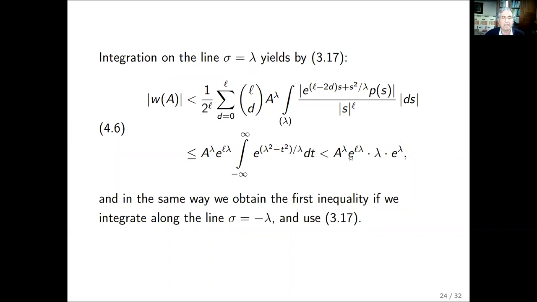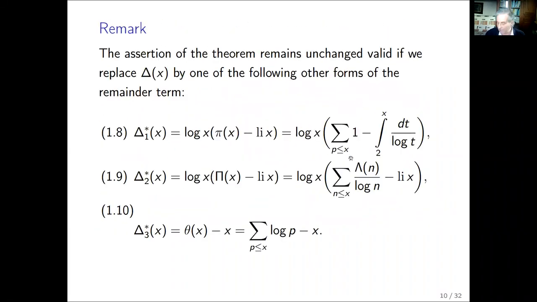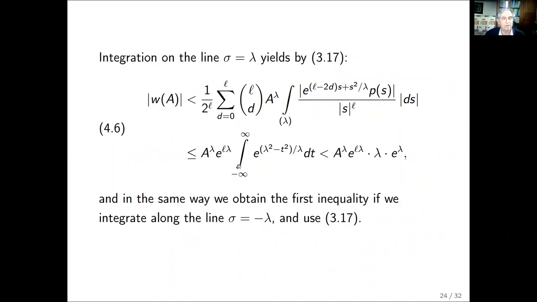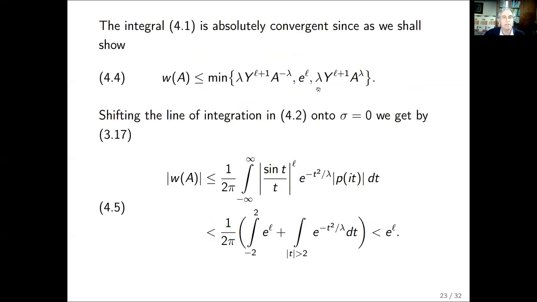And this is why we get, in our original theorem, as you see here, the lower bound is e to the minus l, and the localization from the distance on the logarithmic scale from y is equal to l as well. So this is the way how we get the distance l, both in the lower estimation and in the localization. And if we move the line to the real line sigma equals minus lambda, then we get for large values of a, large means much larger than e to the l, so l is log log y squared, and then we get again the other term in this minimum.